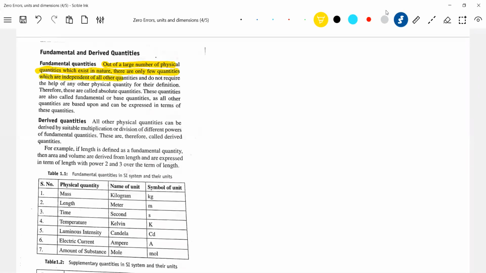So a good example, length. To define length, what shall I do? Absolute or fundamental quantities, or base quantities. To define length, what shall I do? I'll not go anywhere. To define current, what will happen? I'm not dependent on anything. I directly have it. Sir, how do you define length?